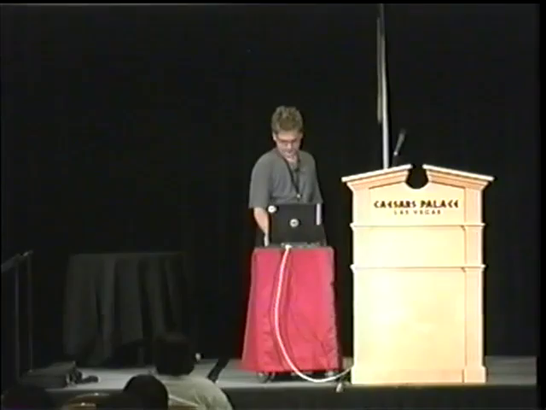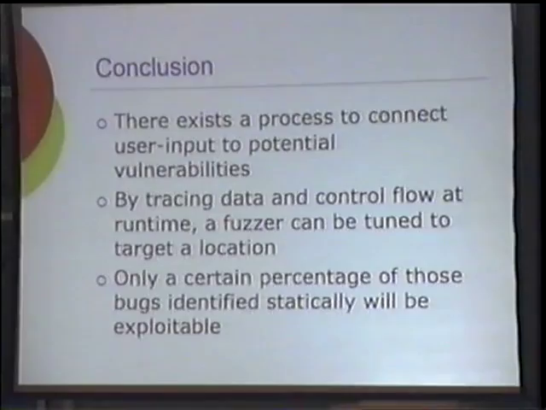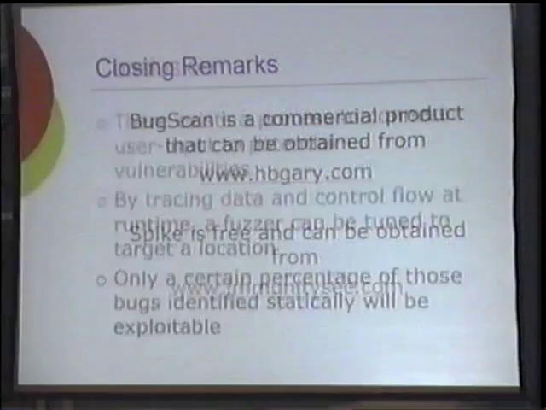So I've ripped through this. Hope I didn't finish too early. The conclusion of this is that there's a process by which you can connect user supplied input with the target locations in the code. You can trace your data control flow at runtime to do this, and you can tune your fuzzer to increase your code coverage. Only a certain percentage of the bugs that you attempt to do this with are actually going to be exploitable, of course. In fact, it's a very small percentage.